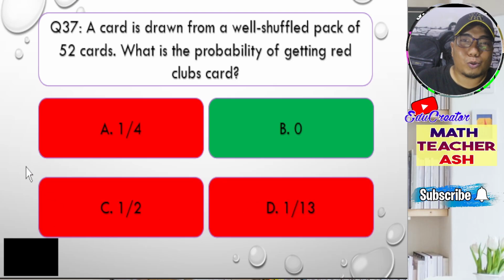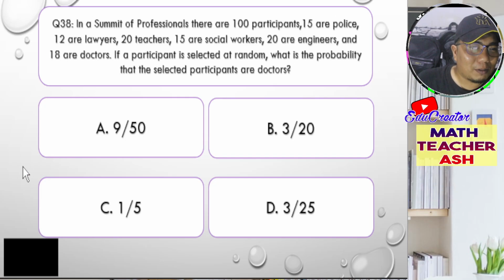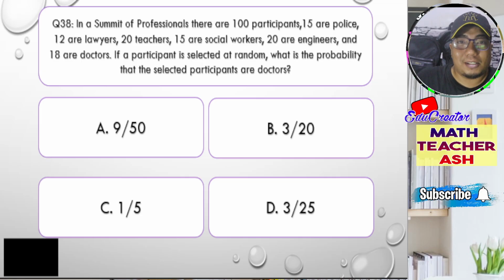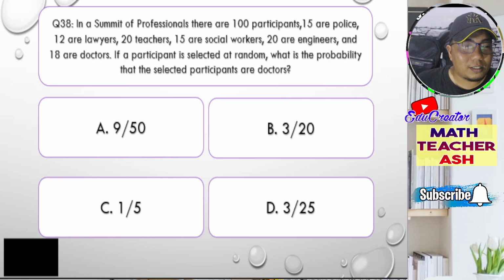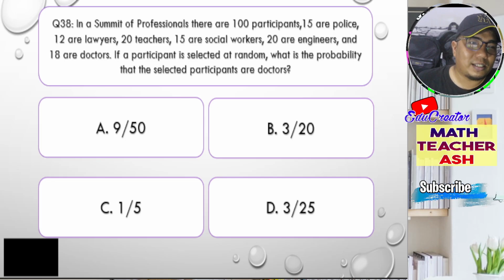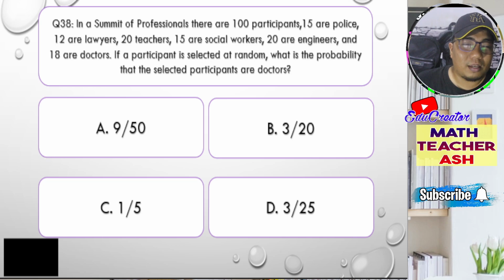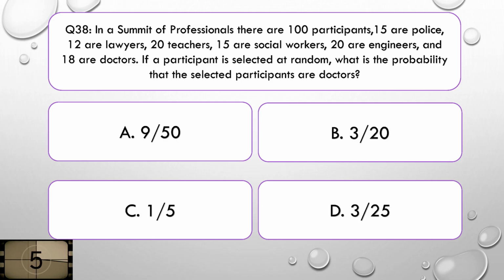Now, let us go to question number 38. In a summit of professionals, there are 100 participants. 15 are police, 12 are lawyers, 20 teachers, 15 are social workers, 20 are engineers, and 18 are doctors. If a participant is selected at random, what is the probability that the selected participant is a doctor? Is it A, 9 out of 50, B, 3 over 20, C, 1/5, or D, 3 over 25? I'll give you 5 seconds to think about your answer.